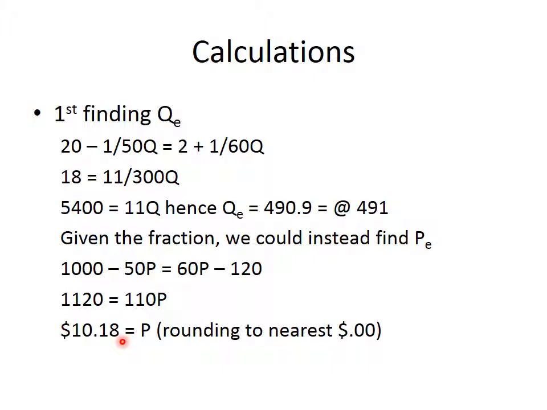We're just going to simplify this. Round your dollar figures to the nearest penny, and then follow the instructions as to what we want to round the quantity to. Some quantities can be subdivided, some can't. In this case, we round it up to 491 units at $10.18. So there's going to be our equilibrium point.